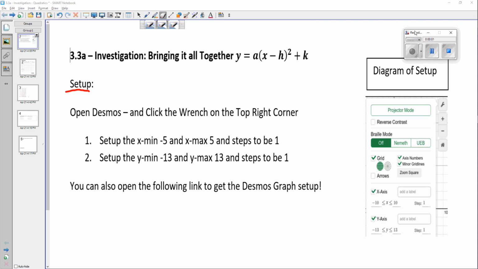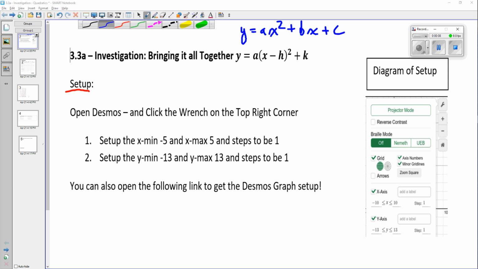Today what we're going to do is take a look at a different form of the parabola. Now, the first form that we saw, y equals ax squared plus bx plus c, is called the standard form because it's the first one that we ever really saw. So take a moment and copy that down. We call that the standard form.